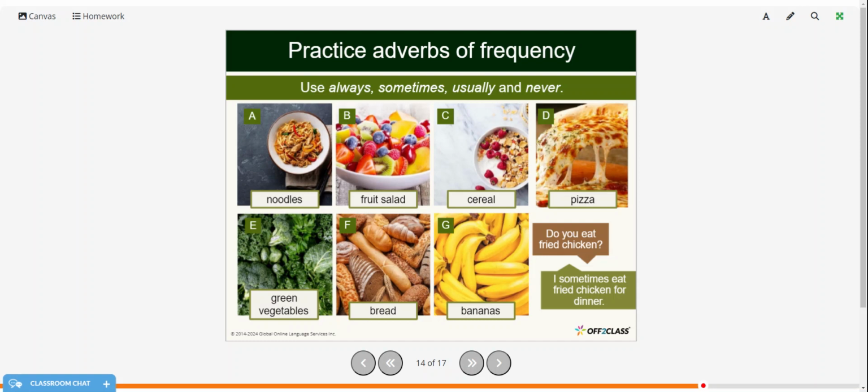Do you eat fruit salad? Or when do you usually eat fruit salad? When do you eat cereal? When do you eat pizza? Do you eat green vegetables? When do you eat bread? And do you eat bananas?